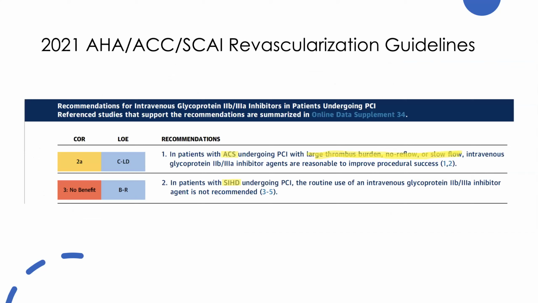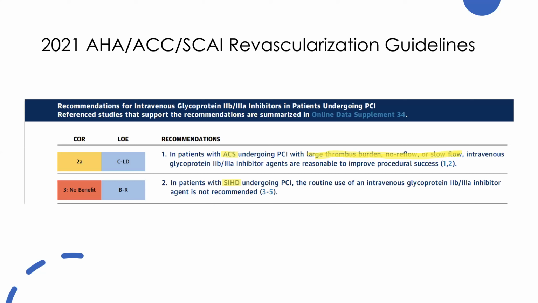And this is the guidelines in ACS, and this is what I want to emphasize out of this whole lecture about glycoprotein inhibitors. What are the guidelines saying? Class 2A: you have an ACS patient undergoing PCI, and you have one of those 3 things: large thrombus burden, no reflow, or slow flow. So you have these 3 conditions during PCI with ACS patients. It may be reasonable to reach for those agents.